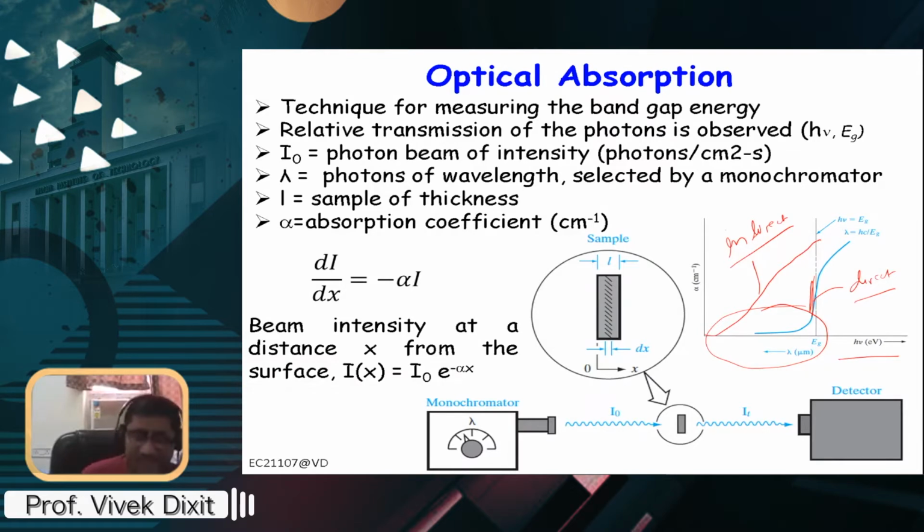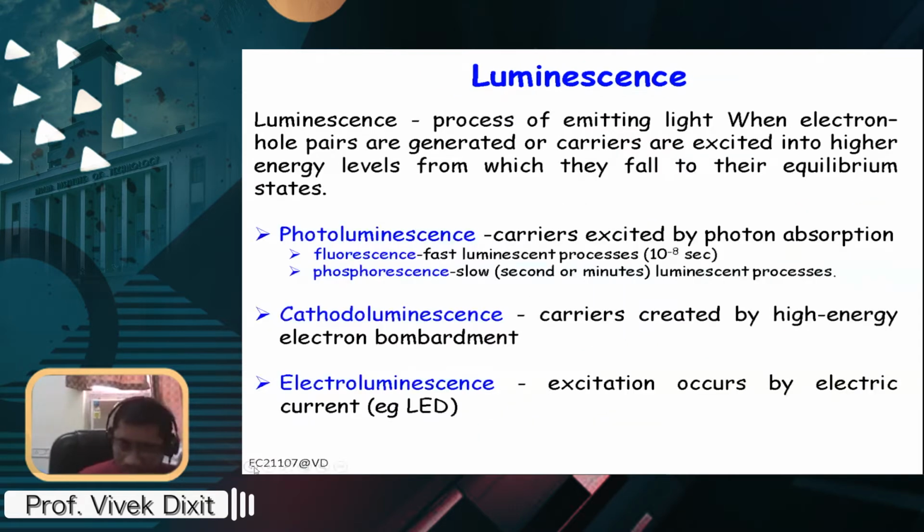For example, silicon is an indirect band gap semiconductor. Gallium arsenide is a direct band gap semiconductor. Luminescence, right? Once a material absorbs a photon, by absorbing the photon, it has created an electron-hole pair, right? Now, these excess electron-hole pairs will recombine and they can give out light, right? And that process is called luminescence. So when the generated carriers recombine, they produce light, and that is called luminescence, right?